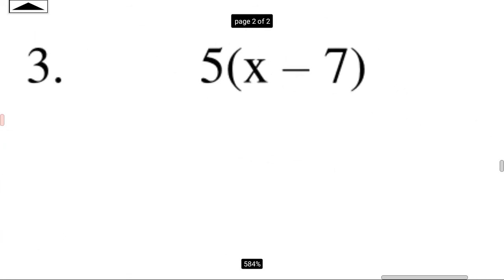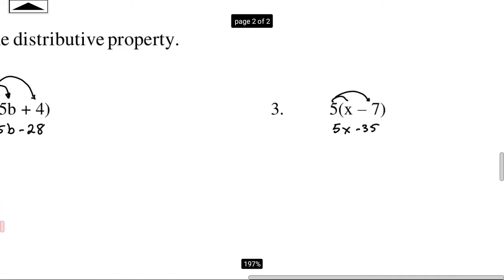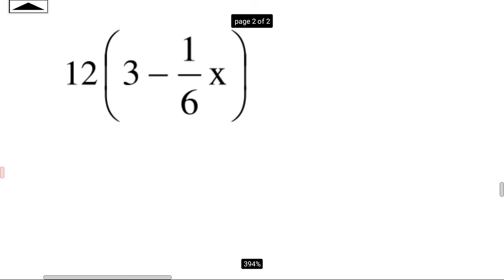Third one, 5 times x makes 5x. 5 times a negative 7, well, a positive 5 times a negative 7 makes a negative 35. Remember, it's not 5 minus 7, it's 5 times negative 7. It's being multiplied by everything inside. So why don't you pause, we'll do this one together.